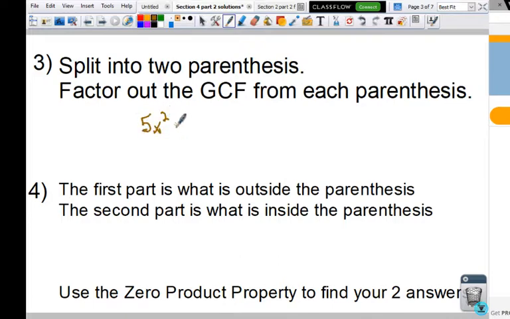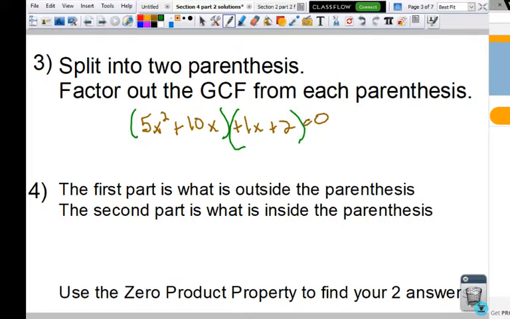5x squared plus 10x plus 1x plus 2 equals 0. Alright, I'm just rewriting again so I can see it. You guys can just look at your last slide if you can. Okay, so I'm going to split into 2 parentheses, around the first 2 and around the second 2.